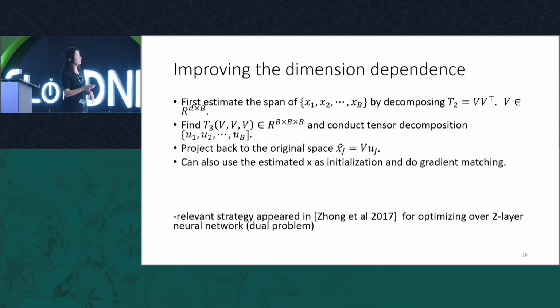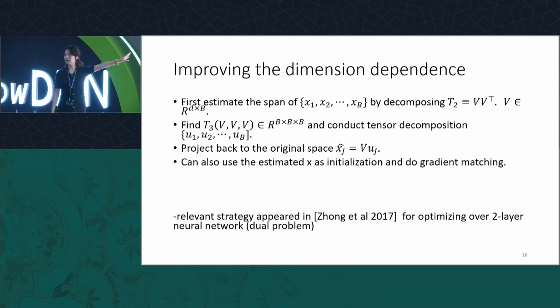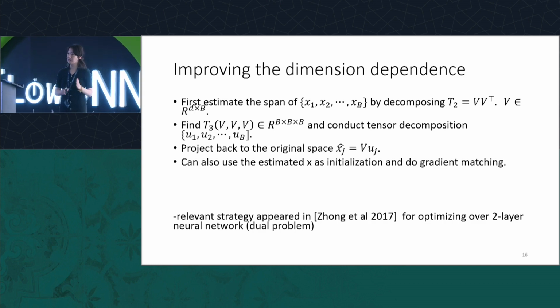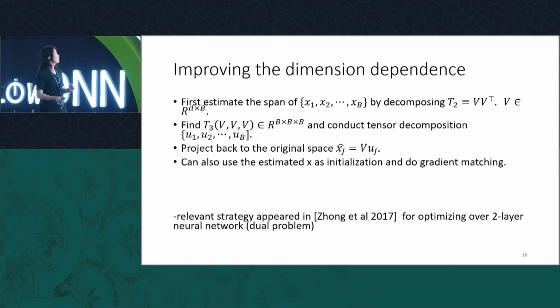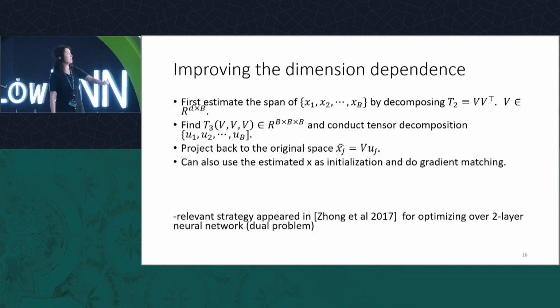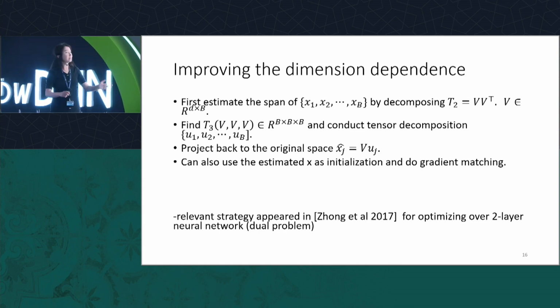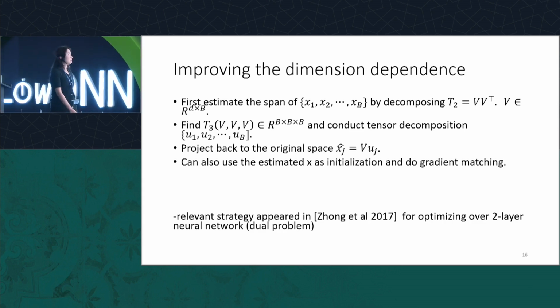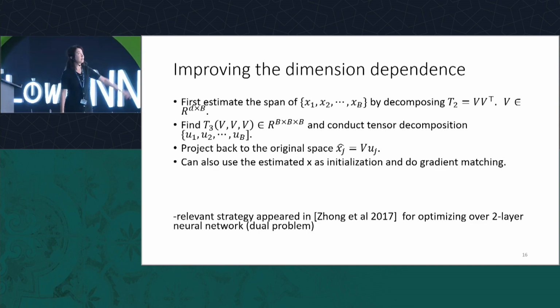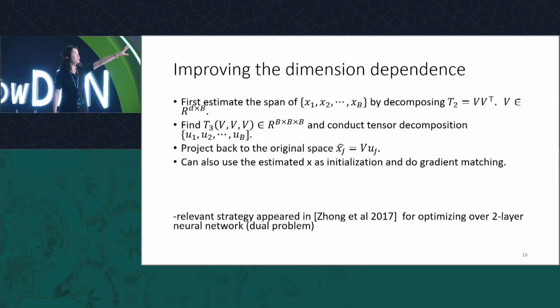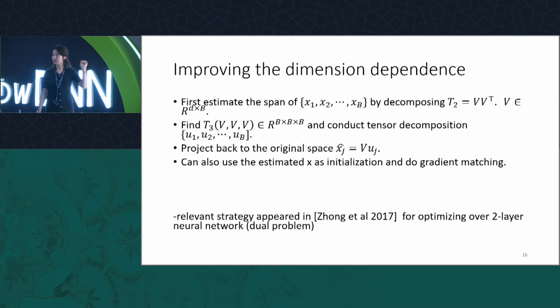Okay, so the idea is that we want to first estimate the span of the training data x1 through xp by the second moment, or use the lemma with p equals 2, we can reconstruct the matrix. And then, from the second T2, we decompose it with V transpose. So here, V will have the same span as the training data. And the second step is to find T3 operating on V three times. Then it will be a much smaller tensor, B times B times B. So B is the batch size.